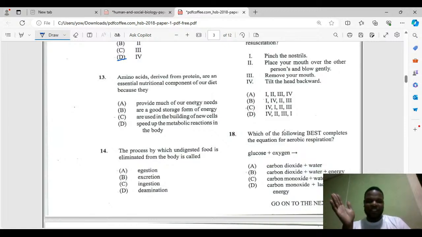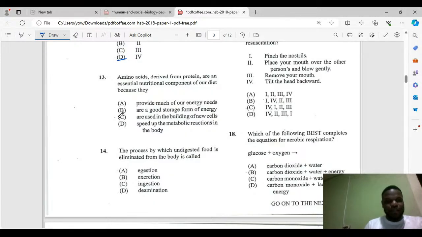Hold on, hold on. C is the 13, you're going with D. Which one is 13? Is 13 C? Okay, anybody else? Are we just working with C? All right, in the interest of time, I'm gonna work with C because protein is used to repair cells. So of course, it is used for building new cells.